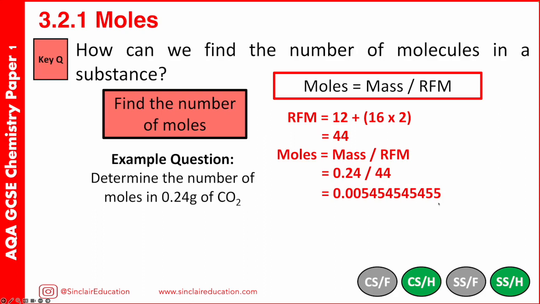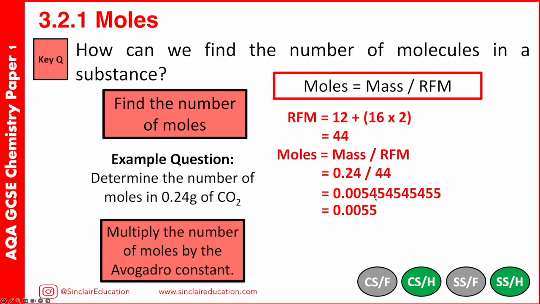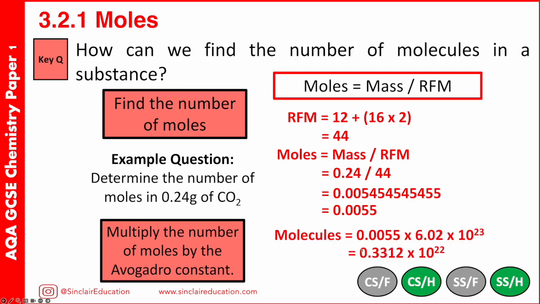If they haven't specified around it, you wouldn't need to. But for example, I would do that to 0.0055 and round it. Now, if you are asked how many molecules were in this, now I know my number of moles, I will times this value by the Avogadro constant, and that will give me my number of molecules.